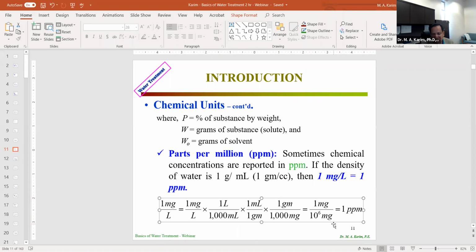This is what we call the grid method. Then I have 1 milligram per 1 million milligram. That's why it's called parts per million. It could be done by volume, or it could be by mass. It could be mass-wise or volume-wise.